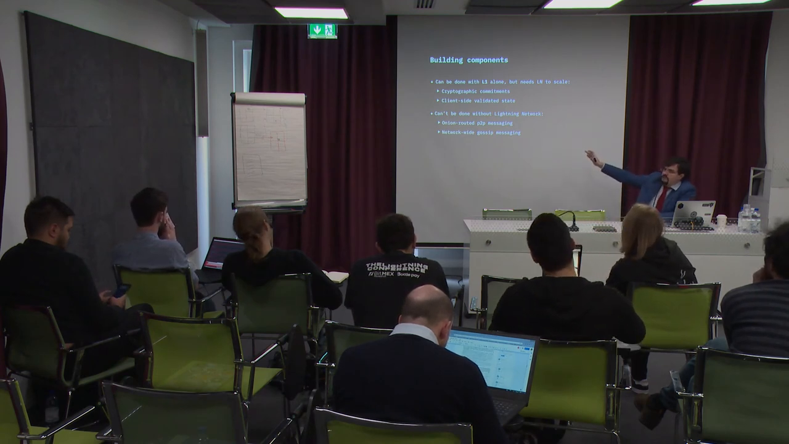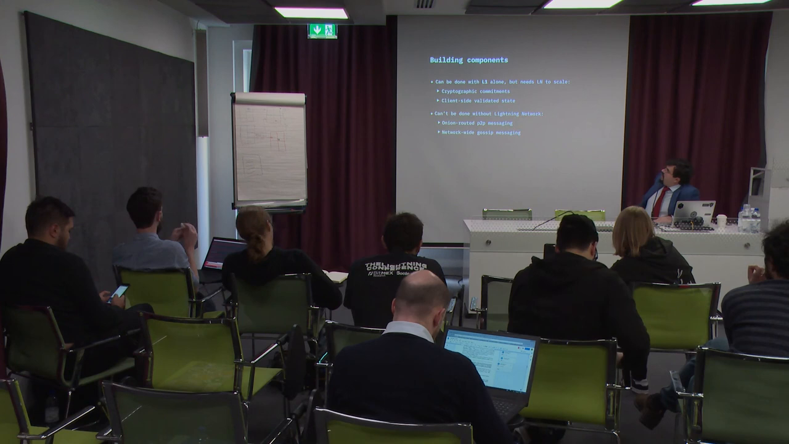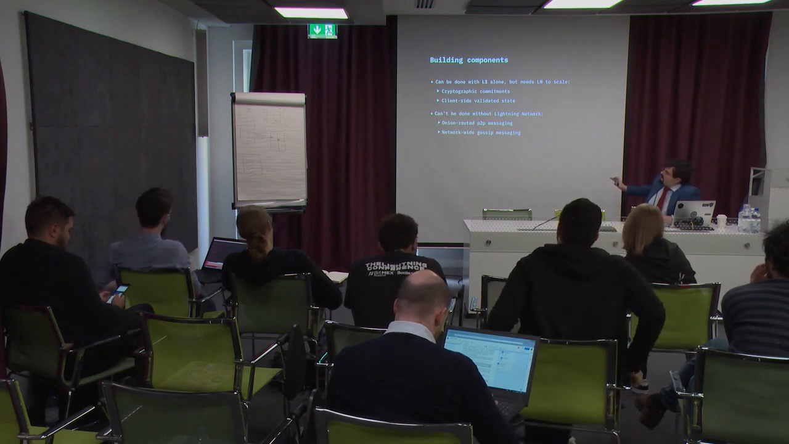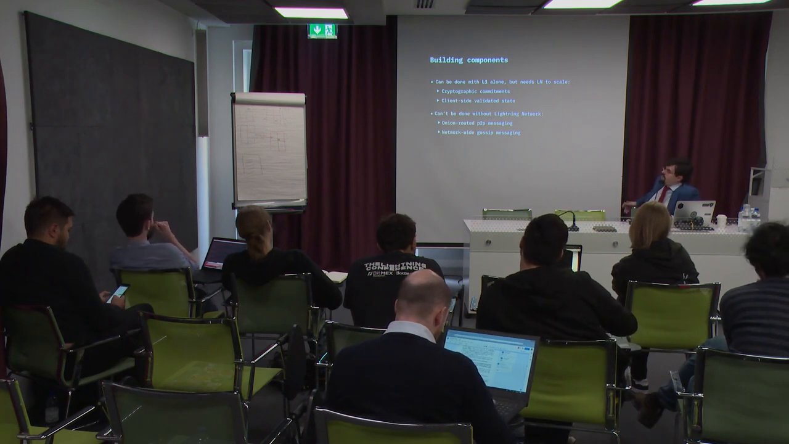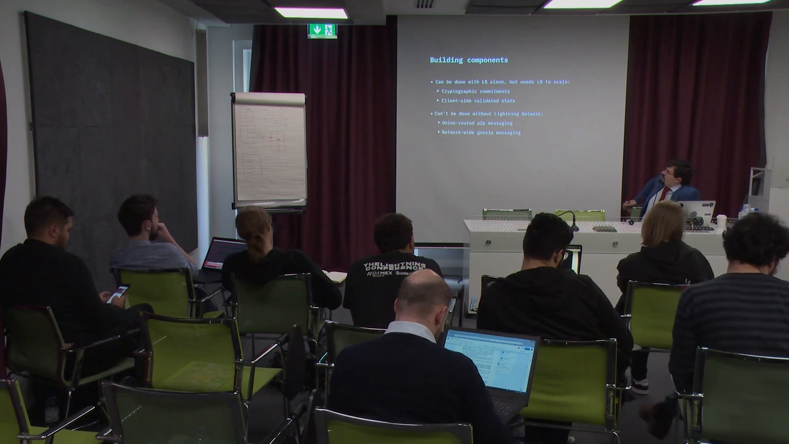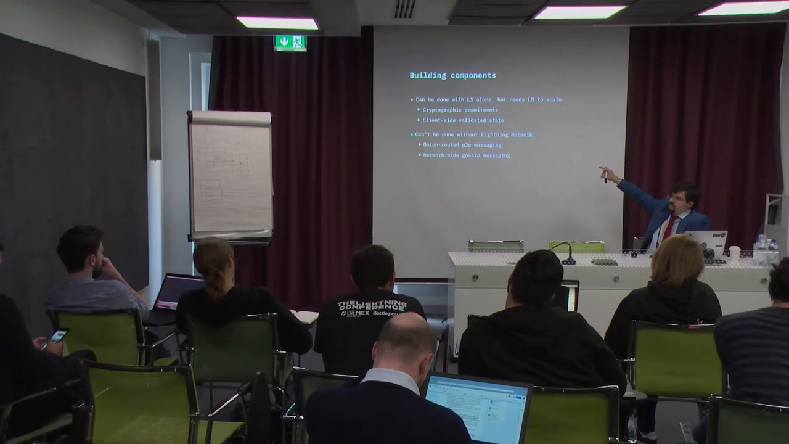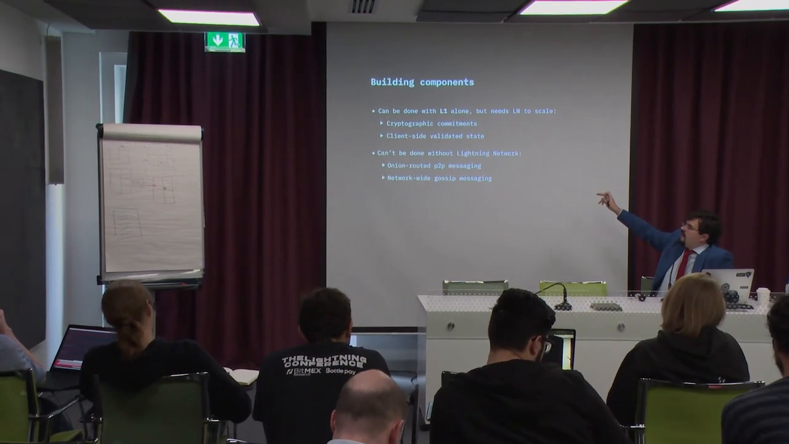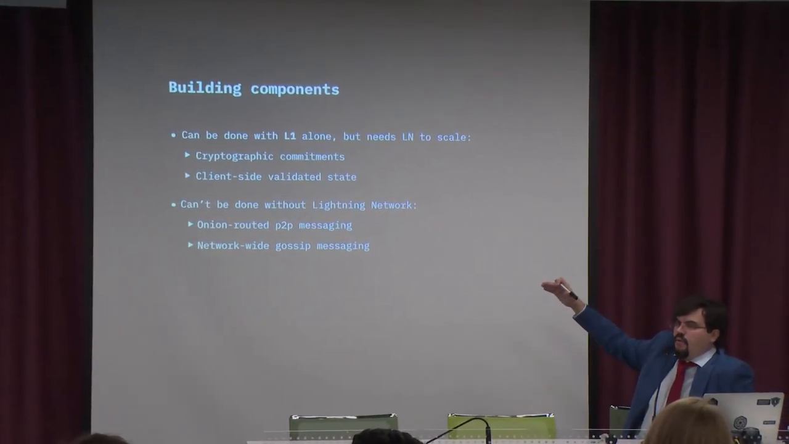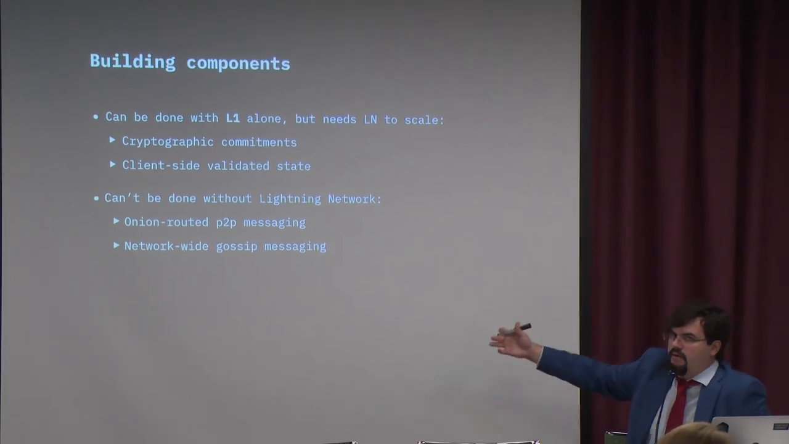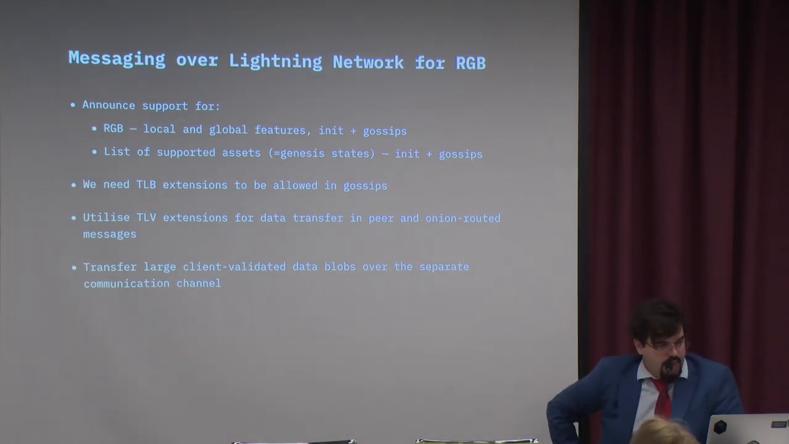This is the analysis of what we need from the Lightning Network. Basically, some parts of what we are designing can be done without the Lightning Network at all. So we can do cryptographic commitment and client-side validation protocols as we discussed throughout the first 2 days. So they remain the same under the Lightning Network. Nothing changes. But some parts have to be developed specifically for the Lightning Network, which is onion routed P2P messaging and network-wide gossips and state updates. So we have to develop additionally for the Lightning Network the protocols for embedding the information into the network messaging. So how does it happen?